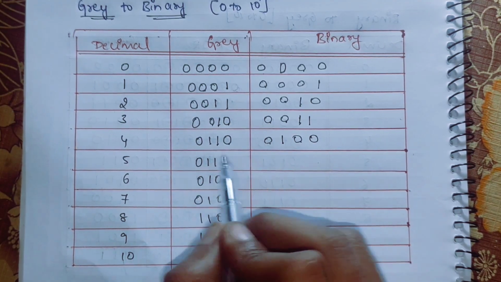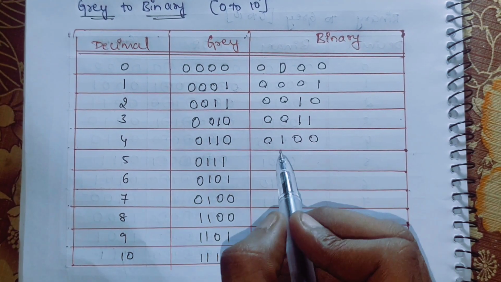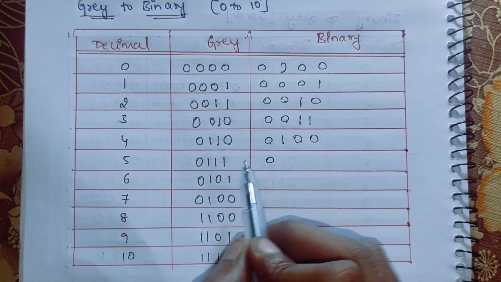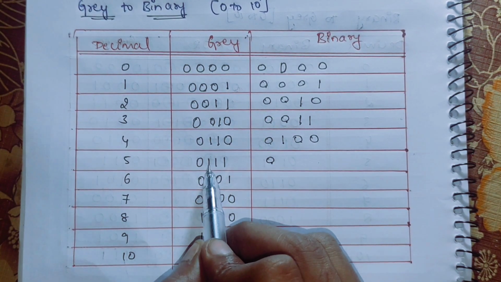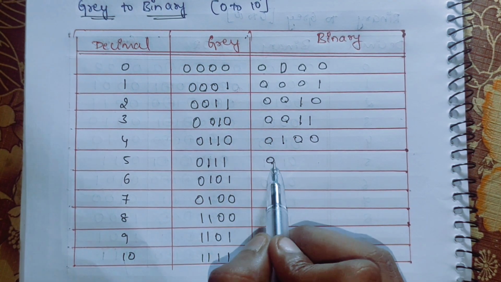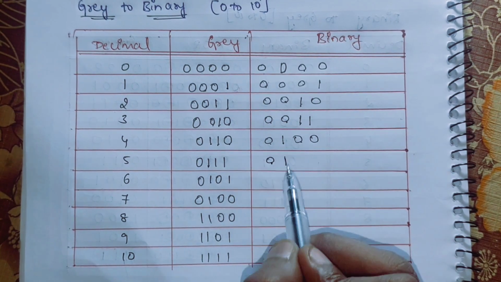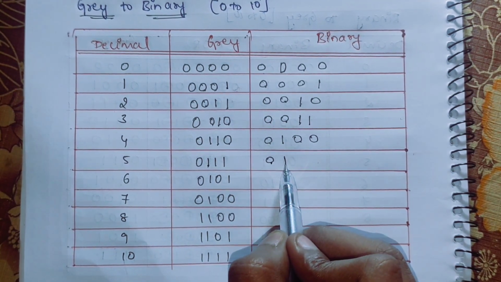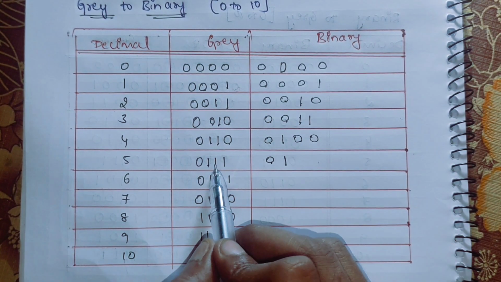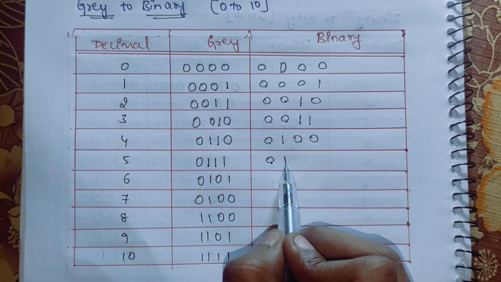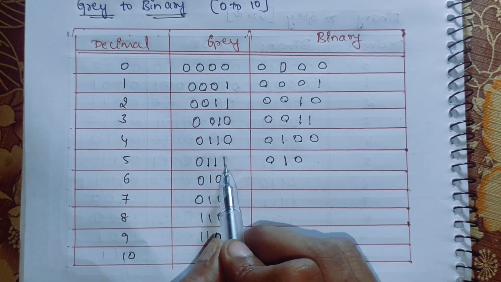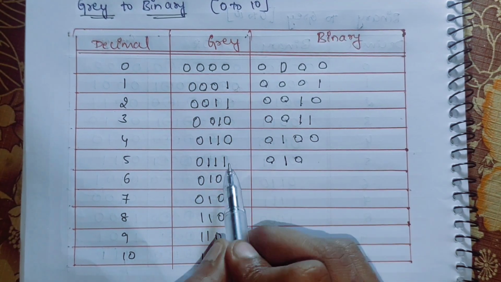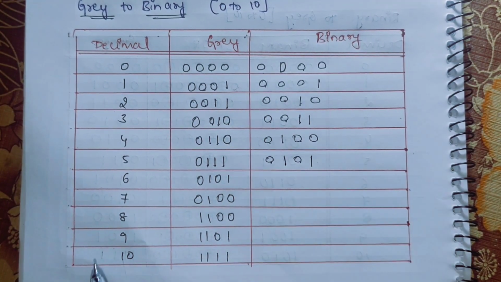Again, let's move with decimal number 5. Initially it is 0. The first result of the binary with the second value in the gray. 0 XOR with 1 is 1. The second result in the binary XOR with the third value in the gray. 1 XOR with 1 is 0. Then this result with the final digit in the gray. 0 XOR with 1 is 1.